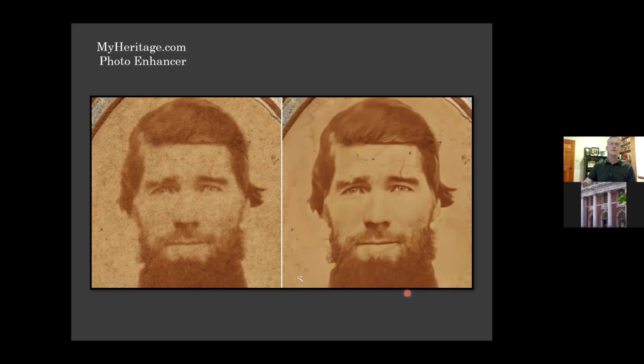So, it doesn't always work that well with all photos. Sometimes it kind of mutates them a bit, but with some of them, it turns out really nice, and it's interesting just to see a sharper image.